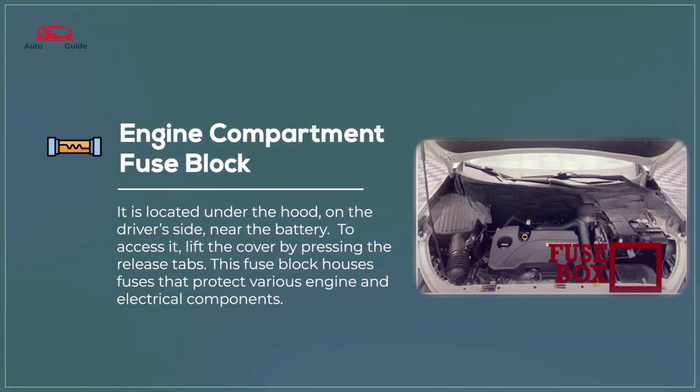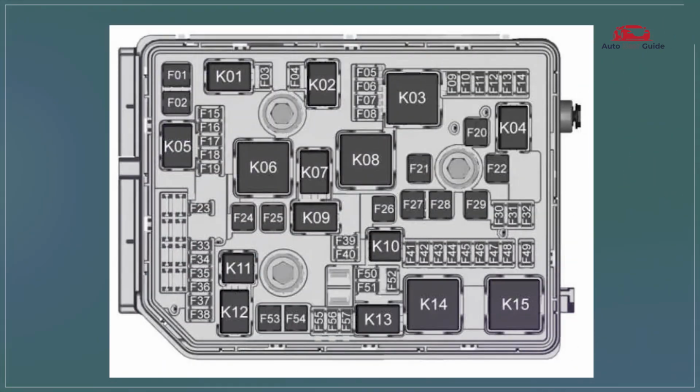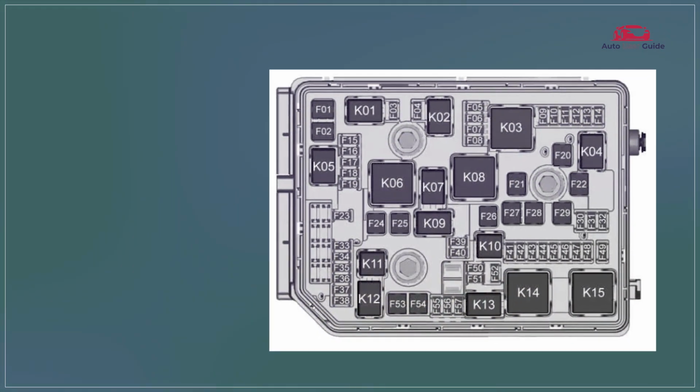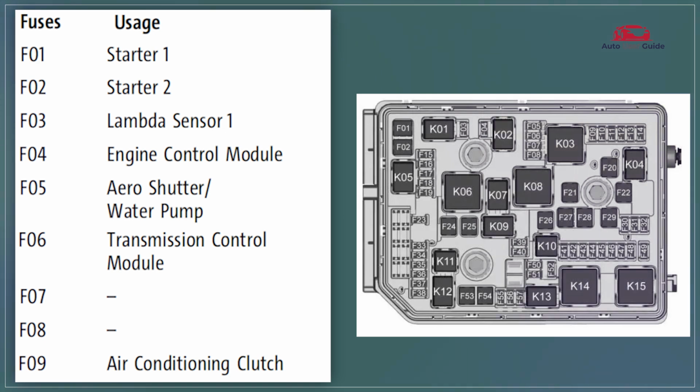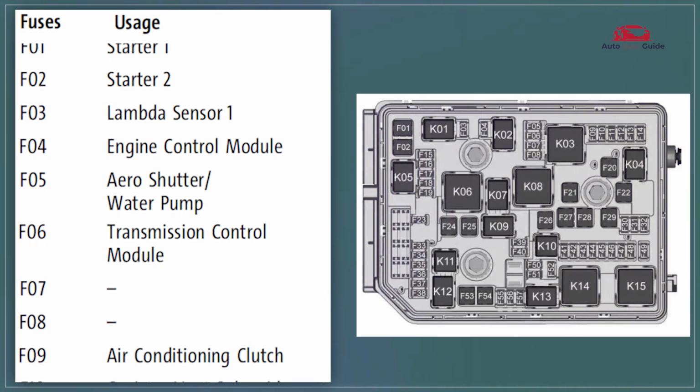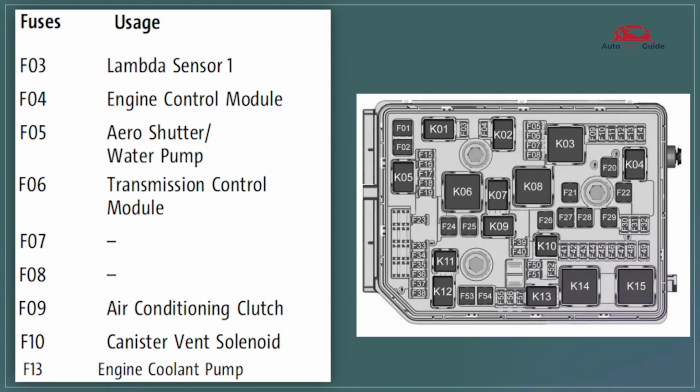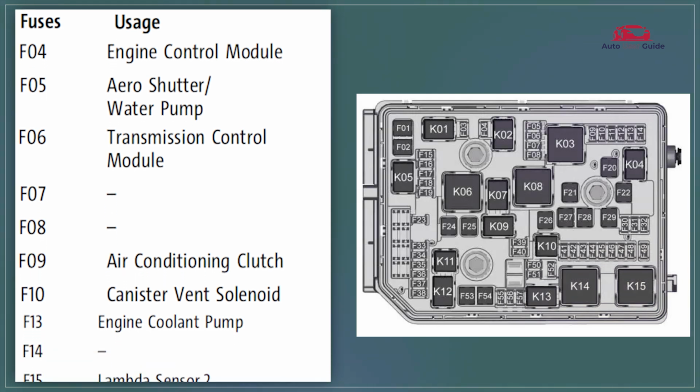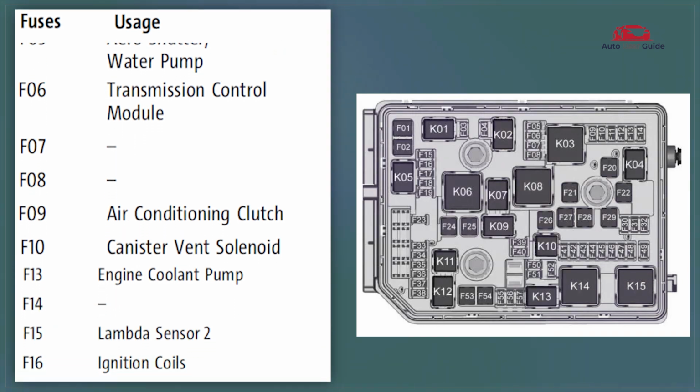Engine compartment fuse block. The engine compartment fuse block in the 2022 Chevrolet Equinox contains fuses and relays that protect key engine components and electrical systems, such as the cooling fan, ABS, and ignition system.